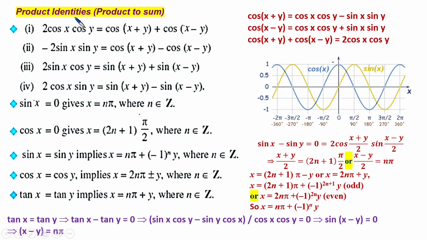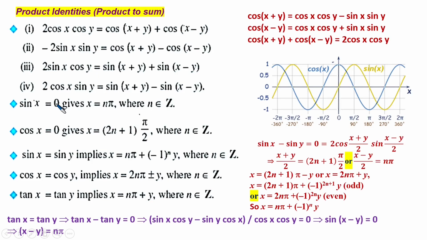Now let us continue. This is product identities, that is from product to sum. So here I have done cos of x plus y is cos x cos y minus sin x sin y, and cos of x minus y is this. So I can now cancel this. So I have 2 cos x cos y is equal to cos of x plus y plus cos of x minus y. So this is what is here. So similarly kindly do all this also.